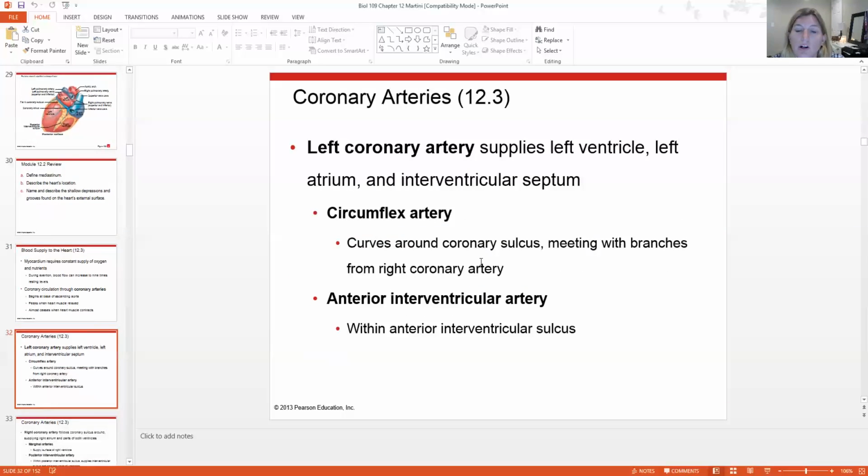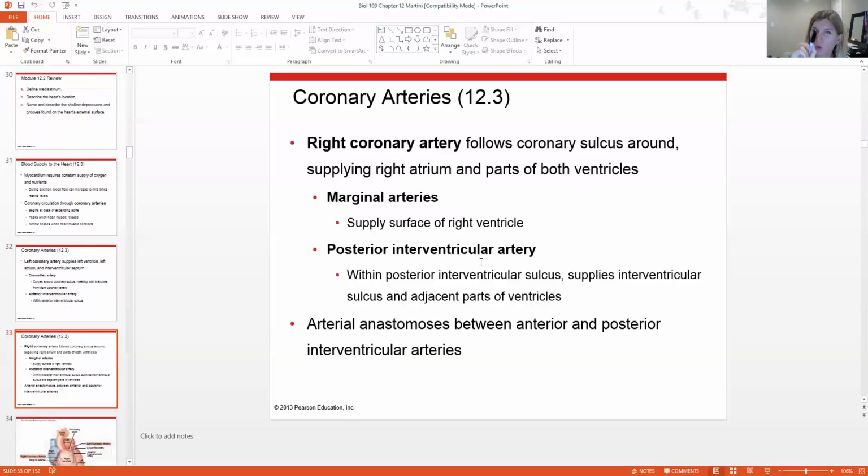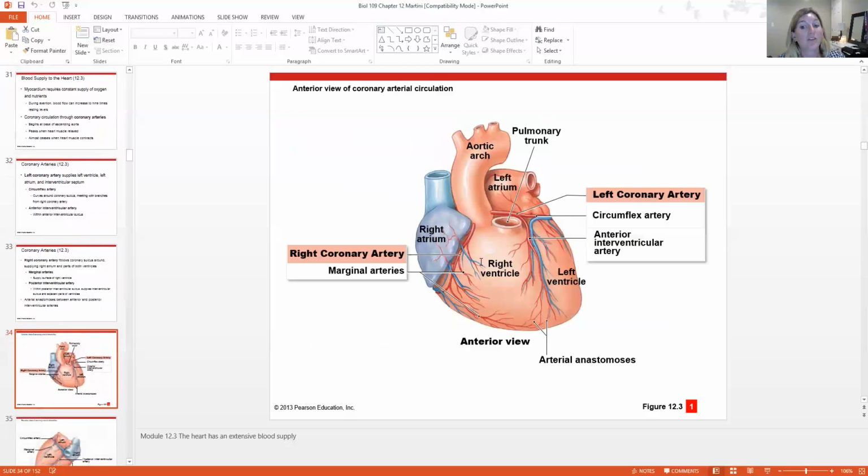The left coronary artery supplies the left ventricle, the left atrium, and the interventricular septum. There's something called a circumflex artery that goes around to the back side of the heart, and there's an anterior interventricular artery which goes down that anterior interventricular sulcus. The right coronary artery branches off and forms the marginal arteries and also forms the posterior interventricular artery. And then there's an arterial anastomosis between anterior and posterior interventricular arteries. This is when the arteries feed into each other. And that's, again, another protective measure to make sure that the heart's going to get blood flow, even if one of those vessels is blocked.